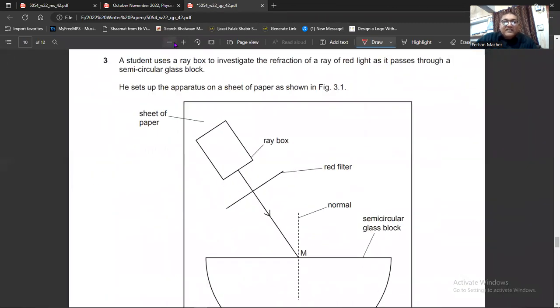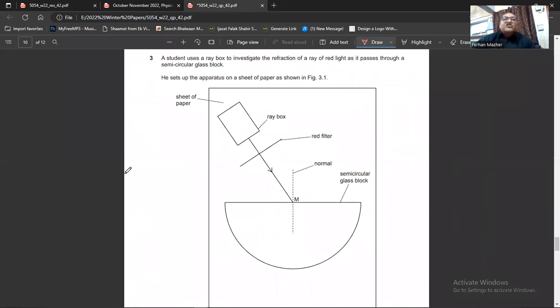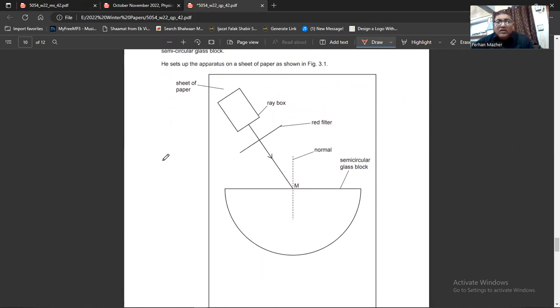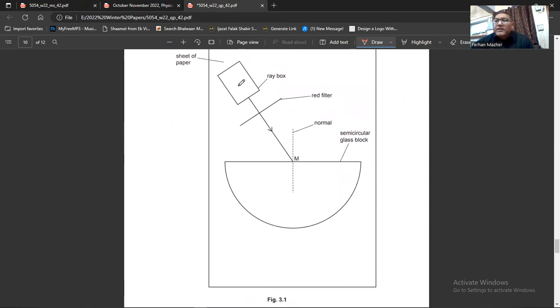It's a diagram. He says a student uses a ray box to investigate the refraction of a ray of red light as it passes through a semicircular glass block. He sets up the apparatus on a sheet of paper as shown in figure 3.1. So here you have a ray box. This is a sheet of paper fixed on a drawing board. And this is a ray box. It's like a torch or a laser light.